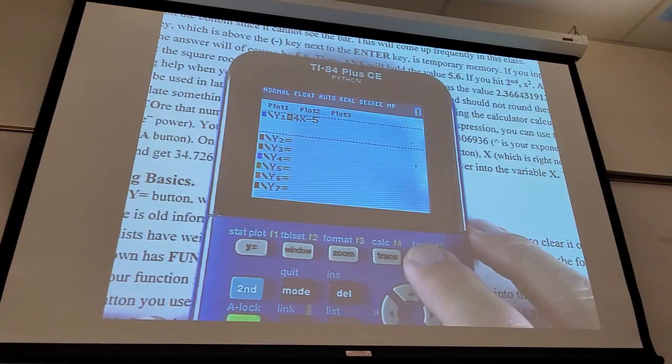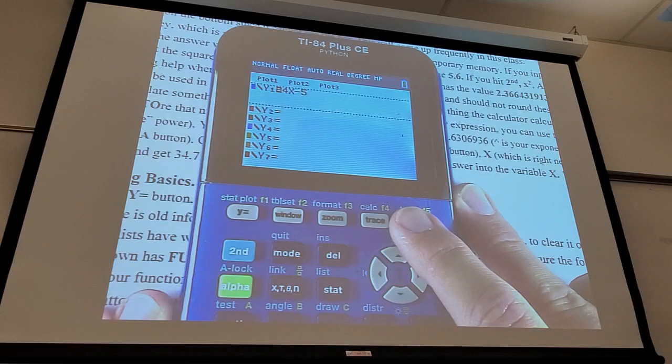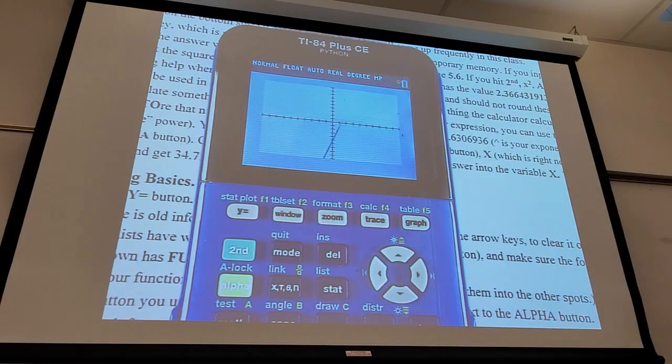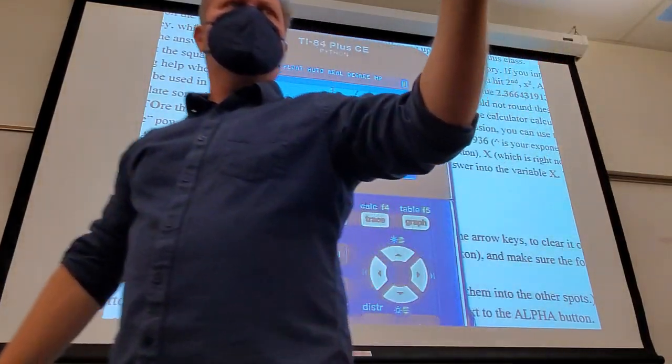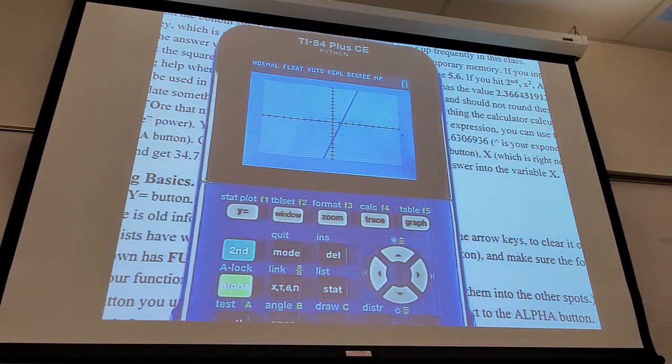So let's all hit graph. Now this is going to be interesting because we could all have very different scales and such. Let's just see what happens. An error. So when I hit graph, I get this. What does your error say? Oh, now yours is interesting. You're in stats, right? Do you see how above y equals it says stat plot?